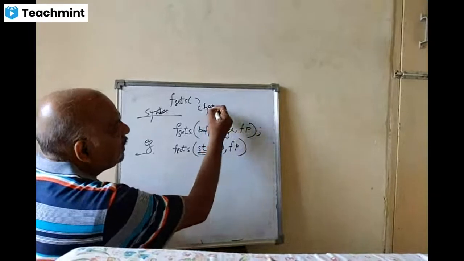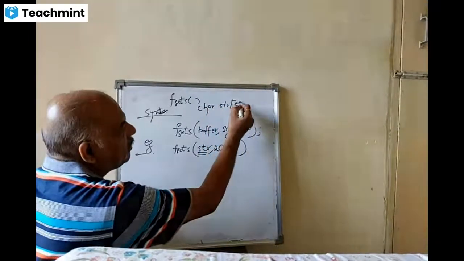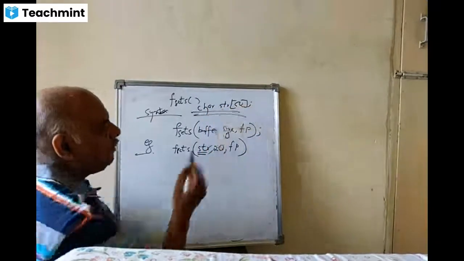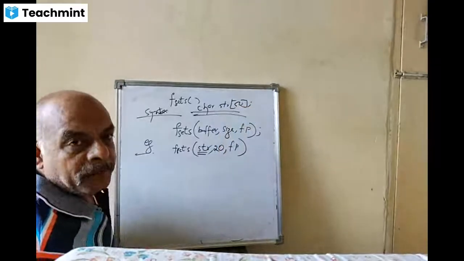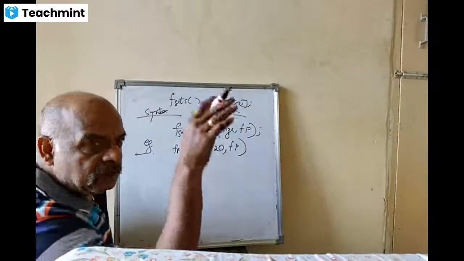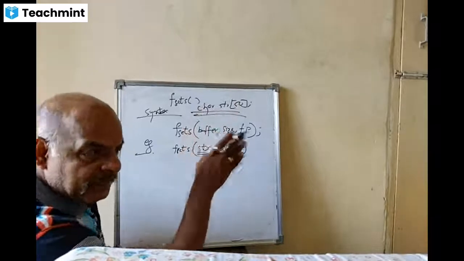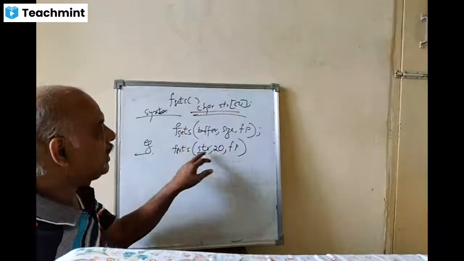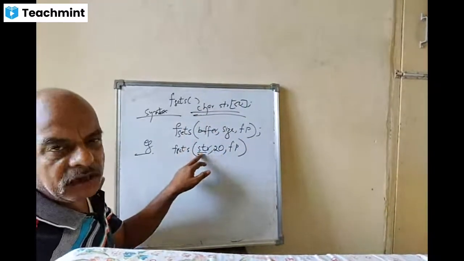You have to declare that character array str of maximum size. Once you open the file in read mode, the file pointer is pointing to the very first character, right? From that, it takes 20 characters transferred to the memory. str is the name of the character array in RAM.